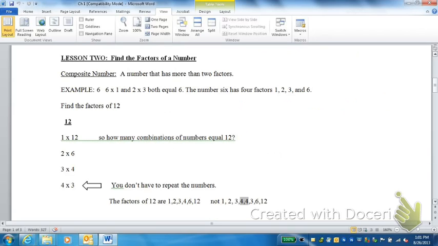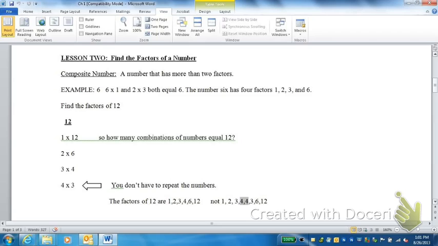For example, we have 6. 6 times 1 and 2 times 3 both equal 6. So the number 6 has four factors: 1, 2, 3, and 6. So basically we're looking for the different combinations that can equal a number. We have here 12. Find the factors of 12.